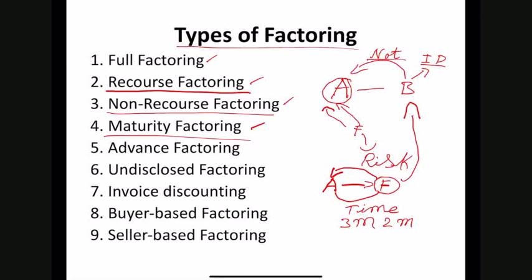And the maturity date doesn't have anything to do with the invoice maturity. The invoice maturity might be 3 months or 2 months, whatever it is. The maturity means the time period that I and my factor agree. Within that time period, the factor will receive the money from B and hand over to me. This is called maturity factoring. The notes are provided. If you have any doubts, you can refer to my notes.